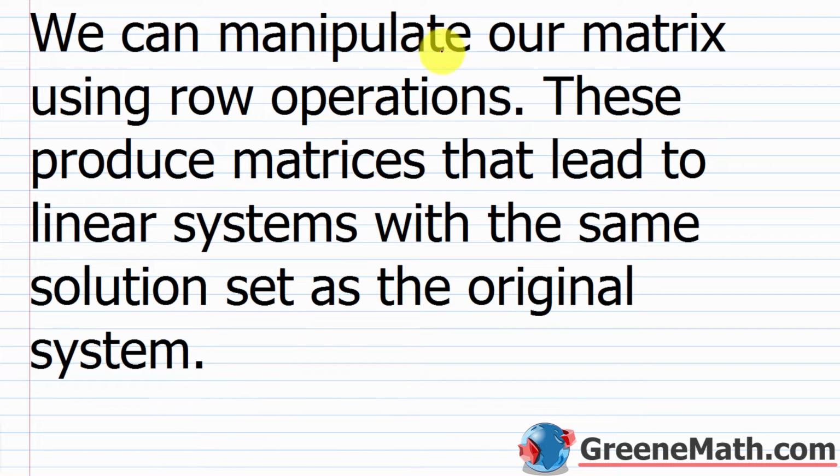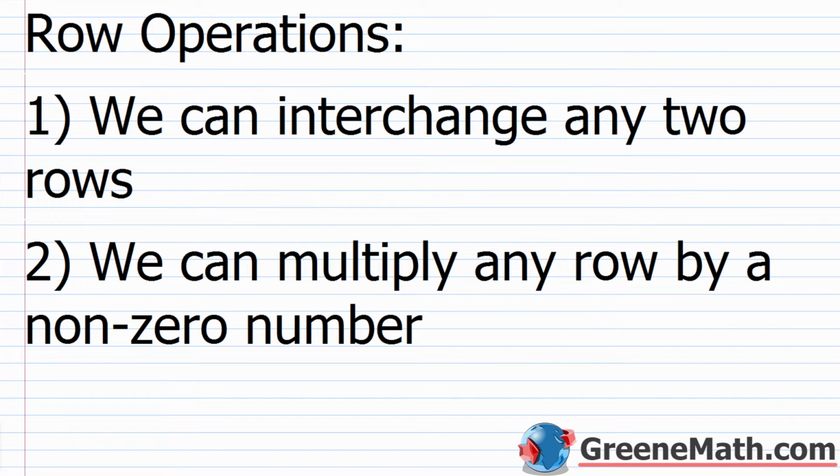All right, so we can manipulate our matrix using row operations. These produce matrices that lead to linear systems with the same solution set as the original system. Here are our row operations. The first thing is that we can interchange any 2 rows. That makes sense because if I had an equation and another equation, it doesn't matter which one I write on top. I can switch that around as much as I want. The second thing is we can multiply any row by a non-zero number. That makes sense. I can multiply both sides of an equation by a non-zero number, or divide both sides by a non-zero number, and the equation would contain the same solution set.